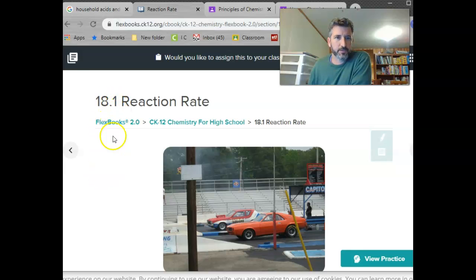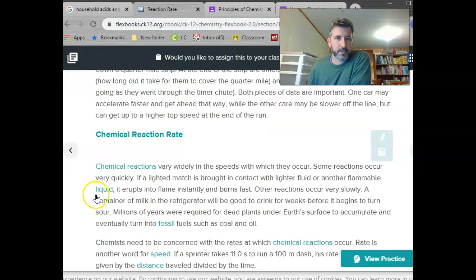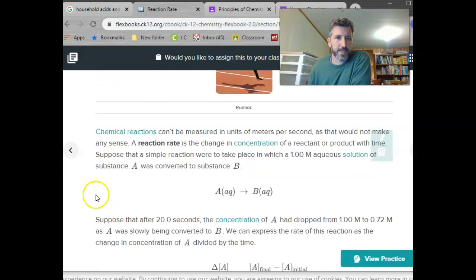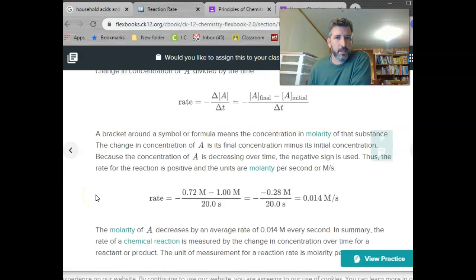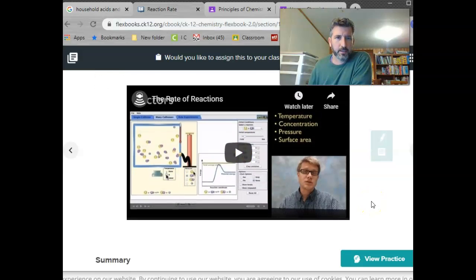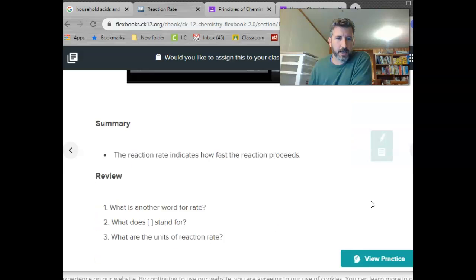One of them is on reaction rate. The other one is on collision theory. But basically, it's just like reading a textbook. You can take notes if you want to, but again, I'm going to give you my formal notes over reaction rate next time. And then there's a little video. This guy does a great job. He's not in all the videos, but they have very good videos explaining, in this case, rate of reaction.